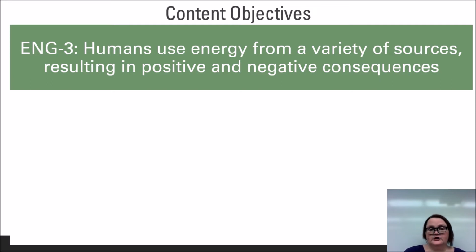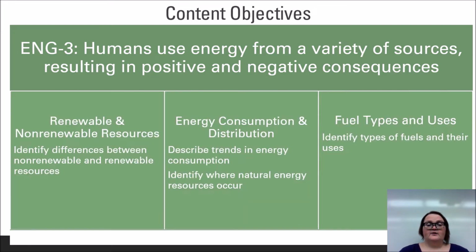We've discussed population and its growth, as well as the way we use land. In this unit, we will discuss the way in which these growth patterns and ways of life are powered. This leads us to the content objective of understanding that humans use energy from a variety of sources, resulting in positive and negative consequences. By the end of this lesson, you should be able to identify differences between non-renewable and renewable sources, describe trends in energy consumption, identify where natural energy resources occur, and identify types of fuels and their uses.